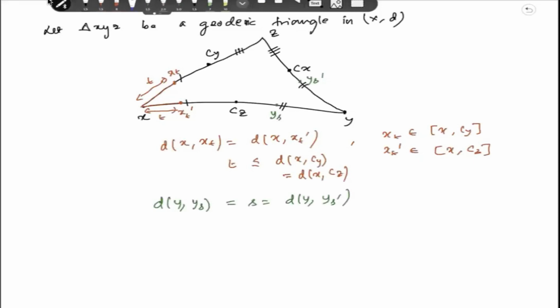And similarly for this vertex Z also, you'll get points Zr and Zr prime, such that the distance between Z and Zr and the distance between Z and Zr prime are the same, and equal to r. And r again is less than or equal to the distance between Z and Cx.